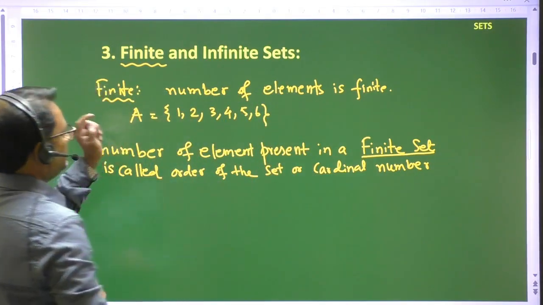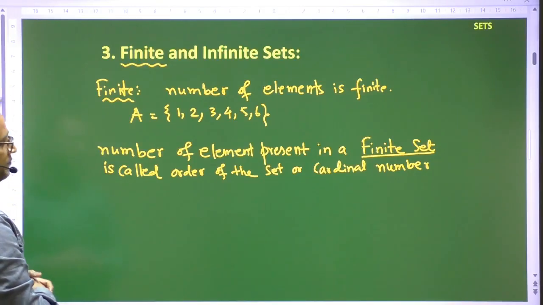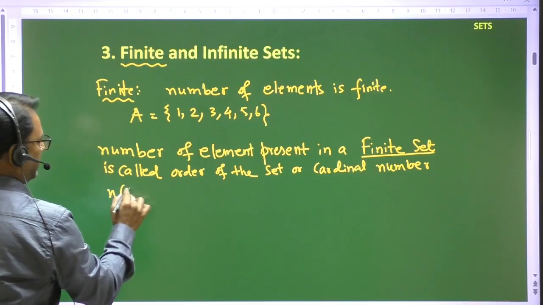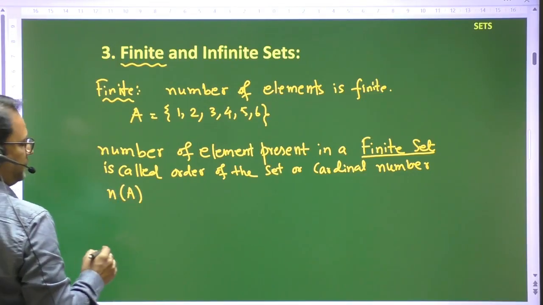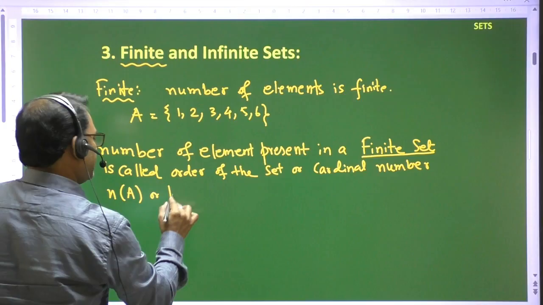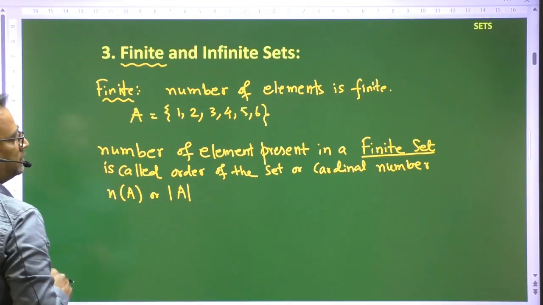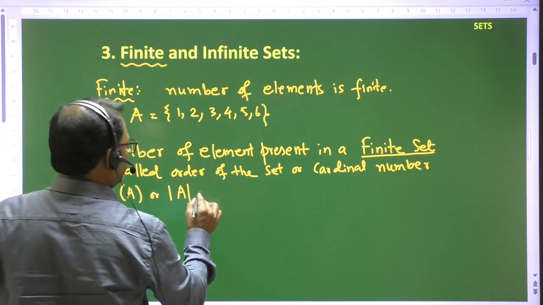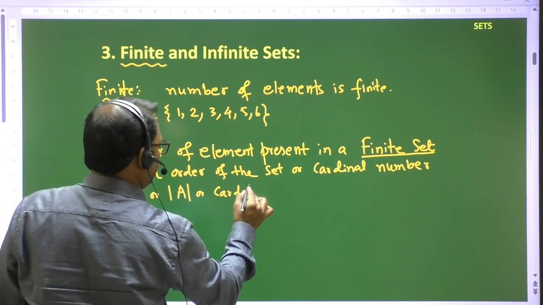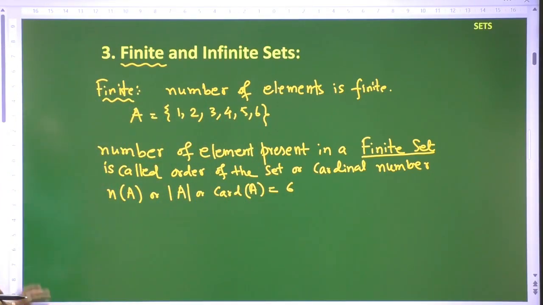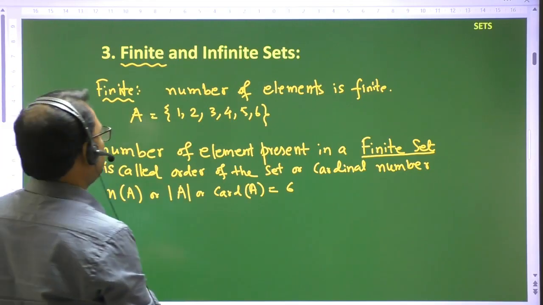So here you notice that the number of elements present in the set A is 6. So you can say that the number of elements in A is denoted by n(A). The same thing you can write this way, mod of A, or cardinal number card of set A, which is equal to 6 elements. It is only possible when your set is finite. For the infinite set, we don't have the cardinal number. Cardinal number is not defined.